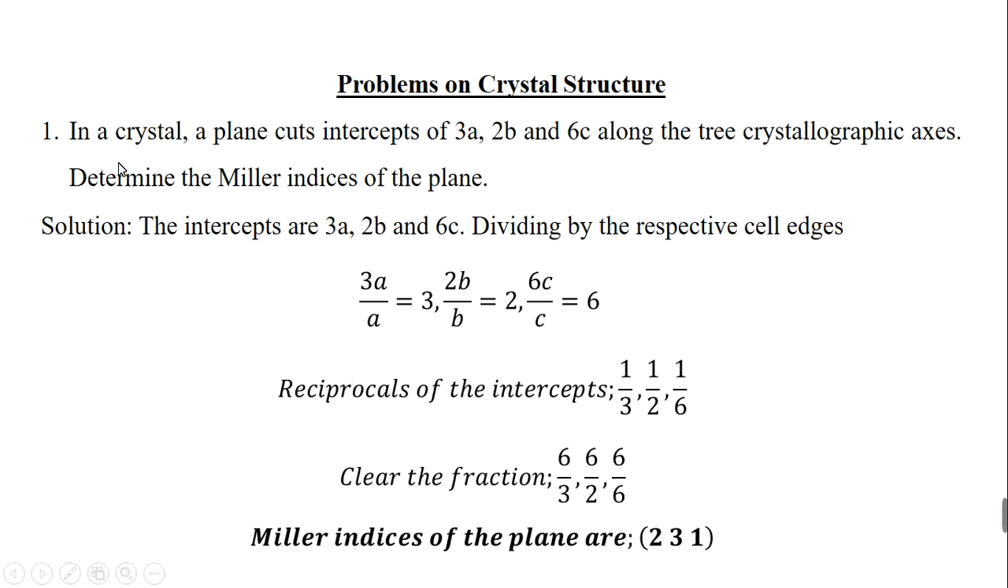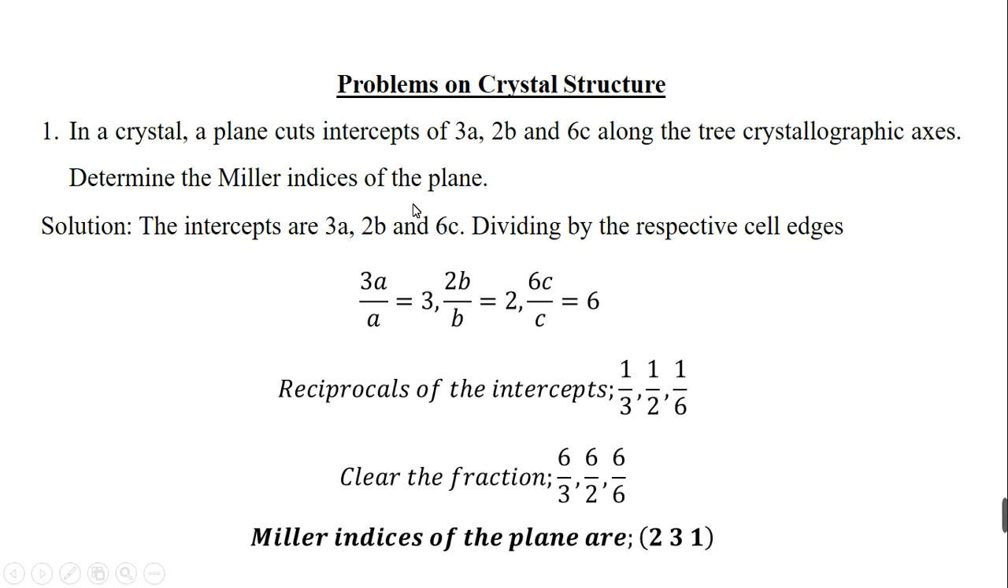In a crystal, a plane cuts intercepts of 3a, 2b and 6c along the three crystallographic axes. Determine the Miller indices of the plane. To determine the Miller indices, first we have to identify the intercepts made by the plane on the three crystallographic axes. In this problem, the intercepts given are 3a along the x-axis, 2b along the y-axis and 6c along the z-axis.